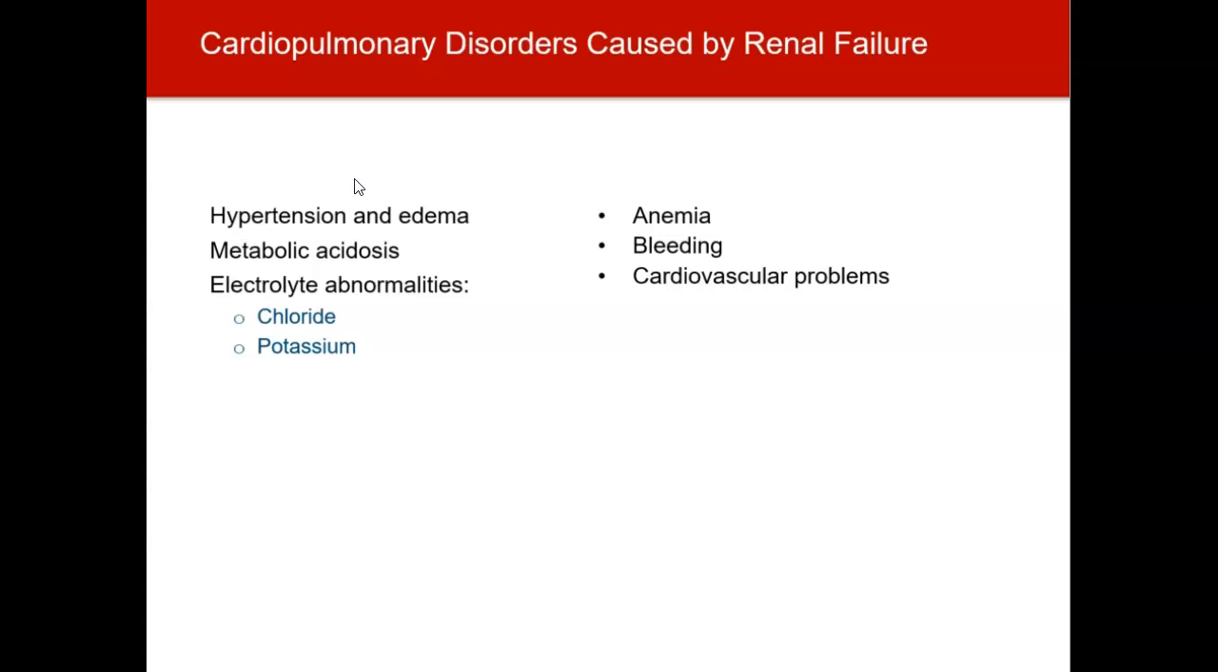You're going to have the renal acid-base disturbances caused by electrolyte abnormalities, really to do with your chloride and your potassium. So your chloride can lead to that acid-base disturbance in the renal system.